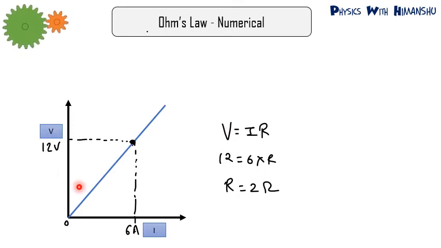Suppose we have a VI graph. So at 12 volt, suppose current is 6 ampere. Now you have to find out the value of resistance. So V is equal to IR. Putting the value of voltage to be 12 volt and the value of current to be 6 ampere, resistance comes out to be 2 ohm. So you have to learn how to use graphs to calculate values. This is one example. There will be such examples in the quiz also. So you have to learn all these things.